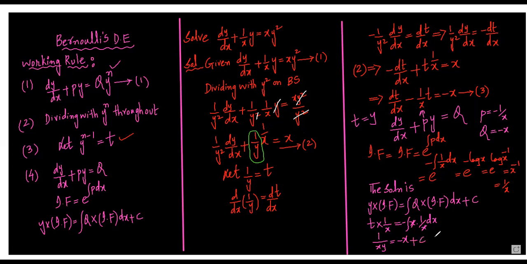This implies, if you want, as a last step, it is your choice: if you multiply x on both sides, to give the answer in terms of y, 1 by y is equal to minus x square plus cx. Am I correct? This is the end of this problem. Hope you understand. If you have any doubt anywhere, ask now, let me clear it.